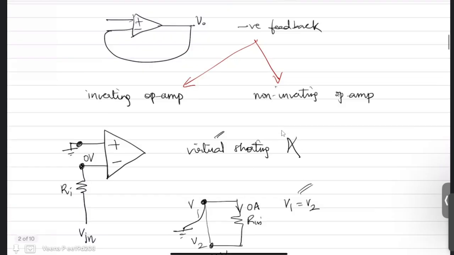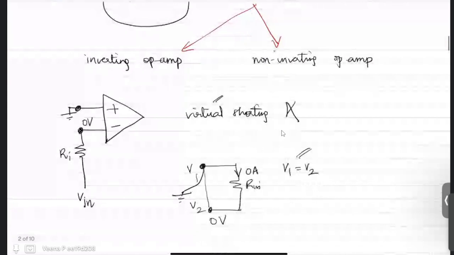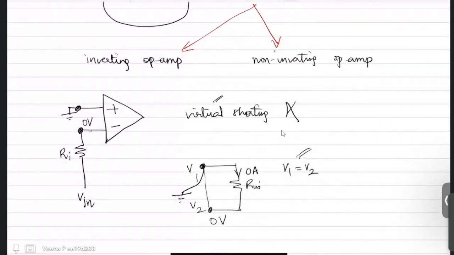Now I already mentioned that it is a negative feedback system. Negative feedback system means you will give the feedback to the inverting terminal. So you have a feedback through the inverting terminal, and this is your output. So you have your input and you have your output, and this resistance is your input resistance, whereas this resistance you call the feedback resistance. So this is your inverting op-amp.